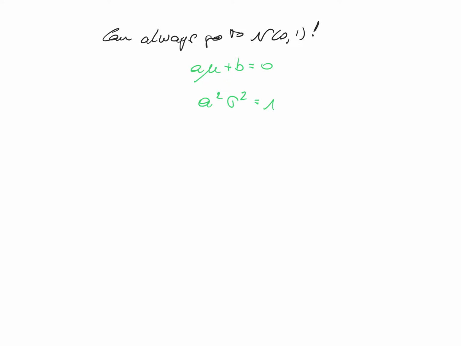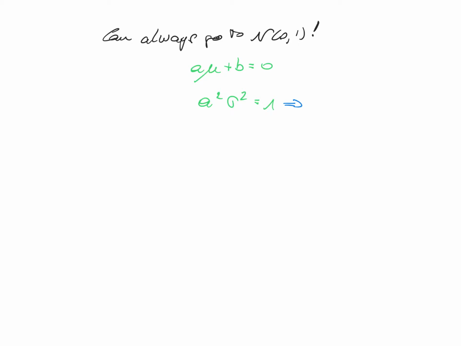Why is this property important? It's important because it allows us to bring back any normal distribution to a standard normal distribution. So by applying a simple linear transformation, any normal distribution can go to a standard normal distribution. Which transformation do we have to apply to go to a standard normal distribution? This can easily be calculated just by thinking about what we want to obtain. So we want that the new mean is equal to 0. So a times mu plus b has to be equal to 0. And on the other hand, we want that the new variance is equal to 1. A squared sigma squared has to be equal to 1.